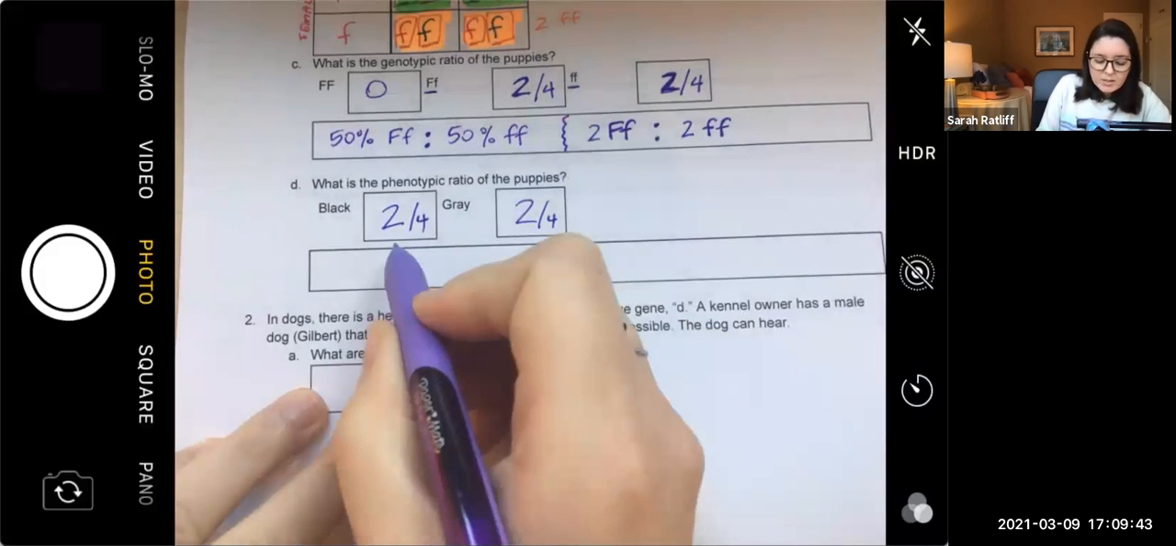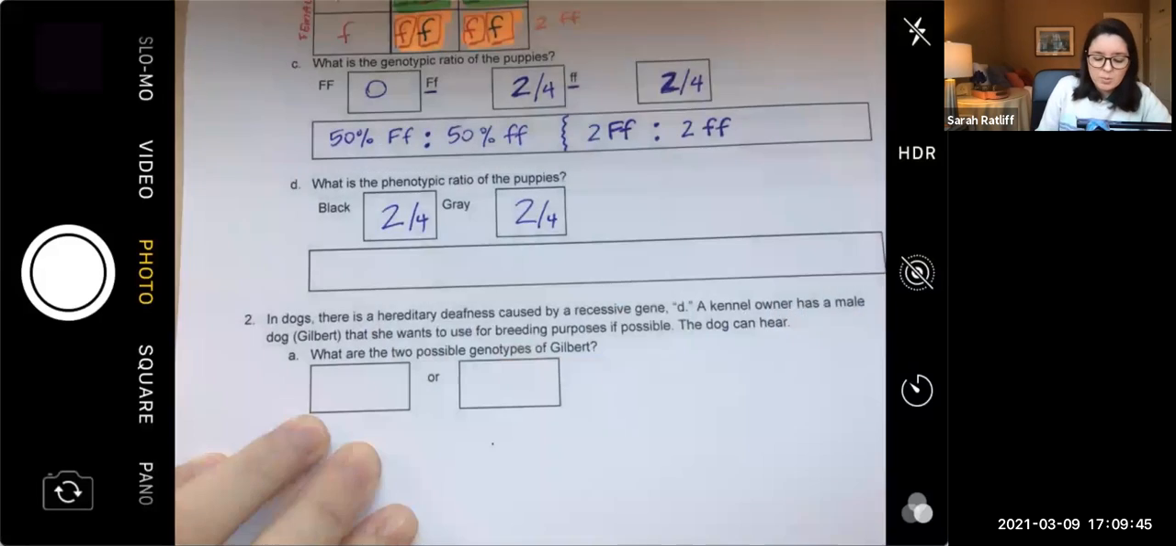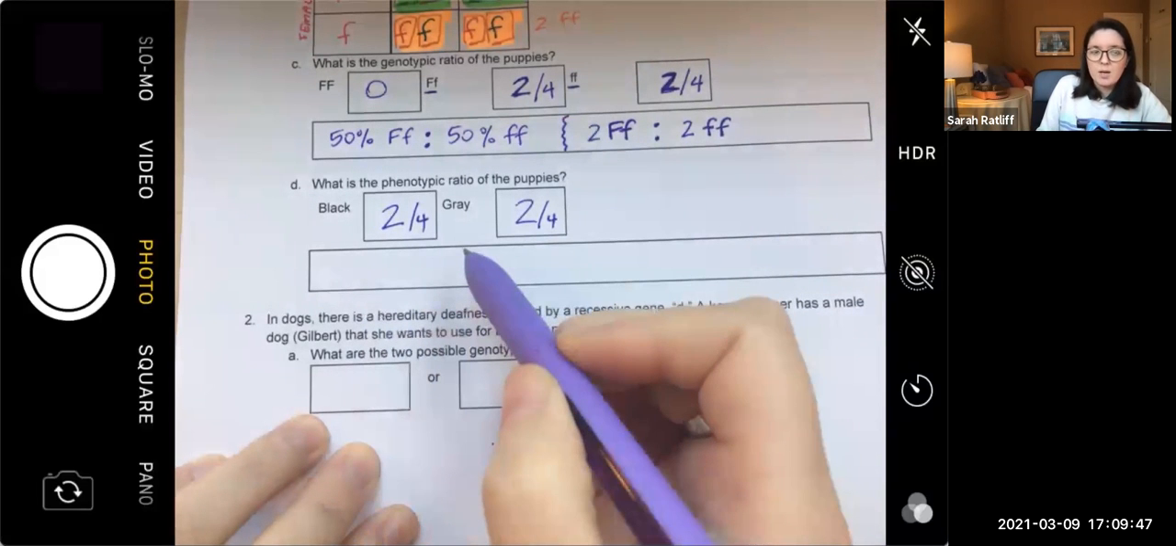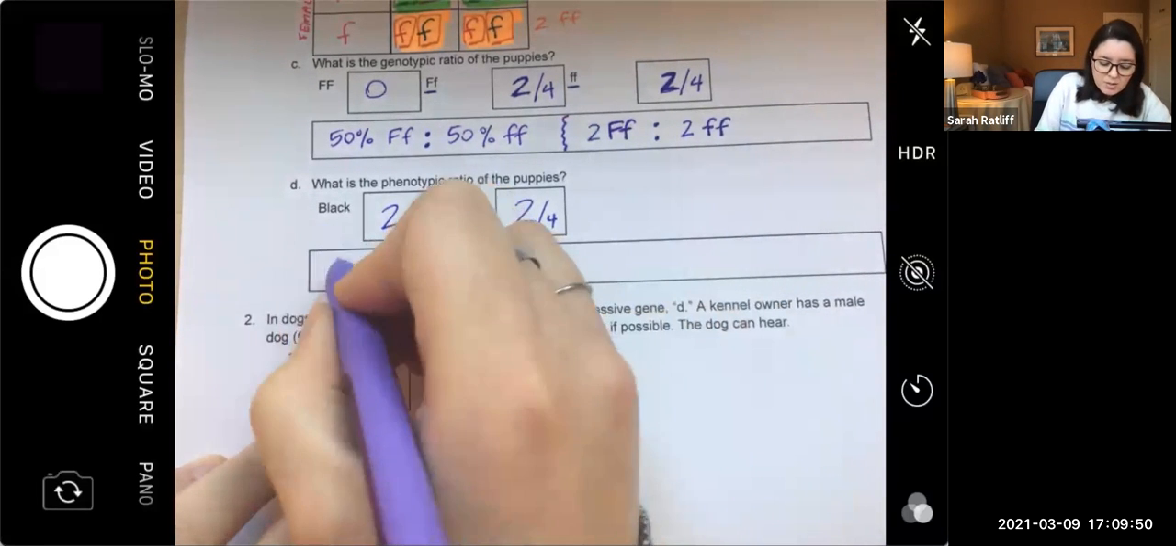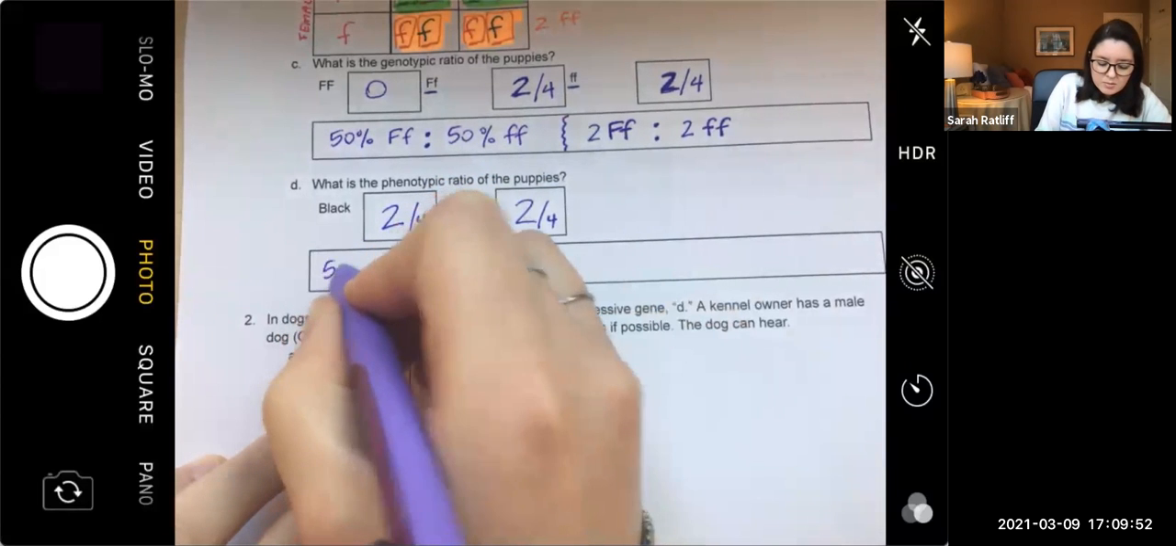So again, we can start off with percentages. I like percentages when we're doing these sort of more basic monohybrids. So 2 of the 4 gives us 50%.